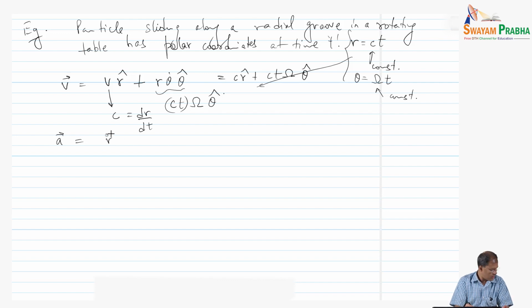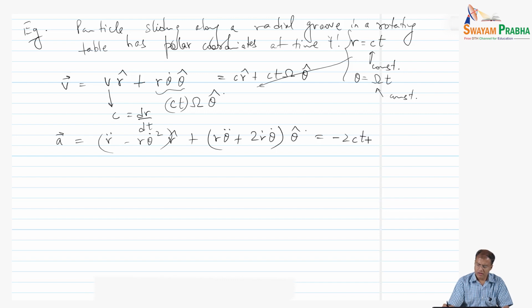The formula was r double dot minus r theta dot squared r hat plus r theta double dot plus 2 r dot theta dot theta hat. And that is what we have, and we start plugging in the values. We get that the acceleration comes out to be minus c t omega squared r hat plus 2c omega theta hat. And so that's it in terms of this example.